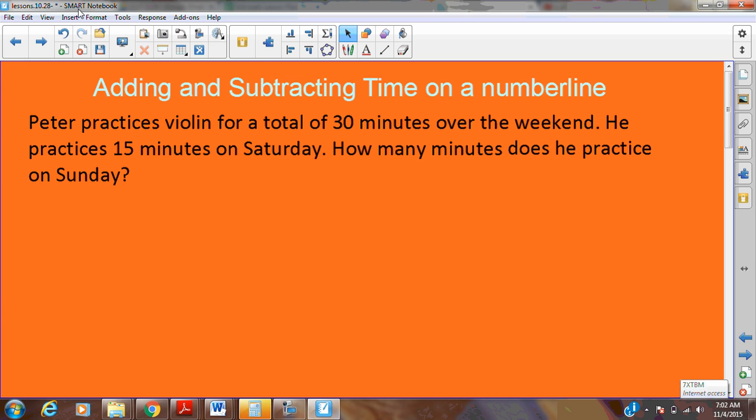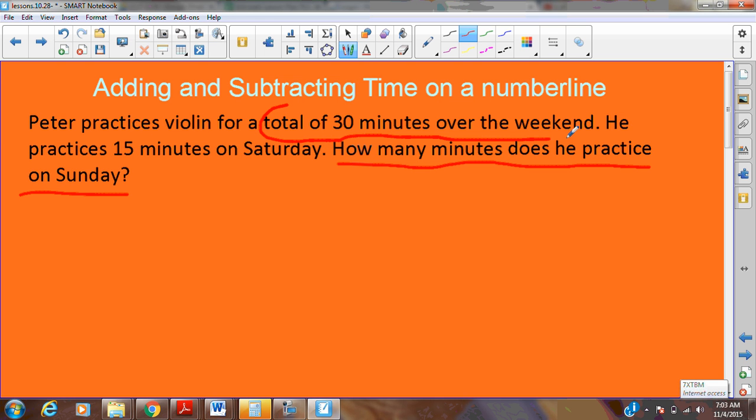So when we look at this today, we are being asked to tell how many minutes he practices on Sunday. What do we know? That he practices for a total of 30 minutes over the weekend. So we have to know in our mind that the weekend includes Saturday and Sunday. So he practices for 15 minutes on Saturday. So I just told you 3 things that you know.